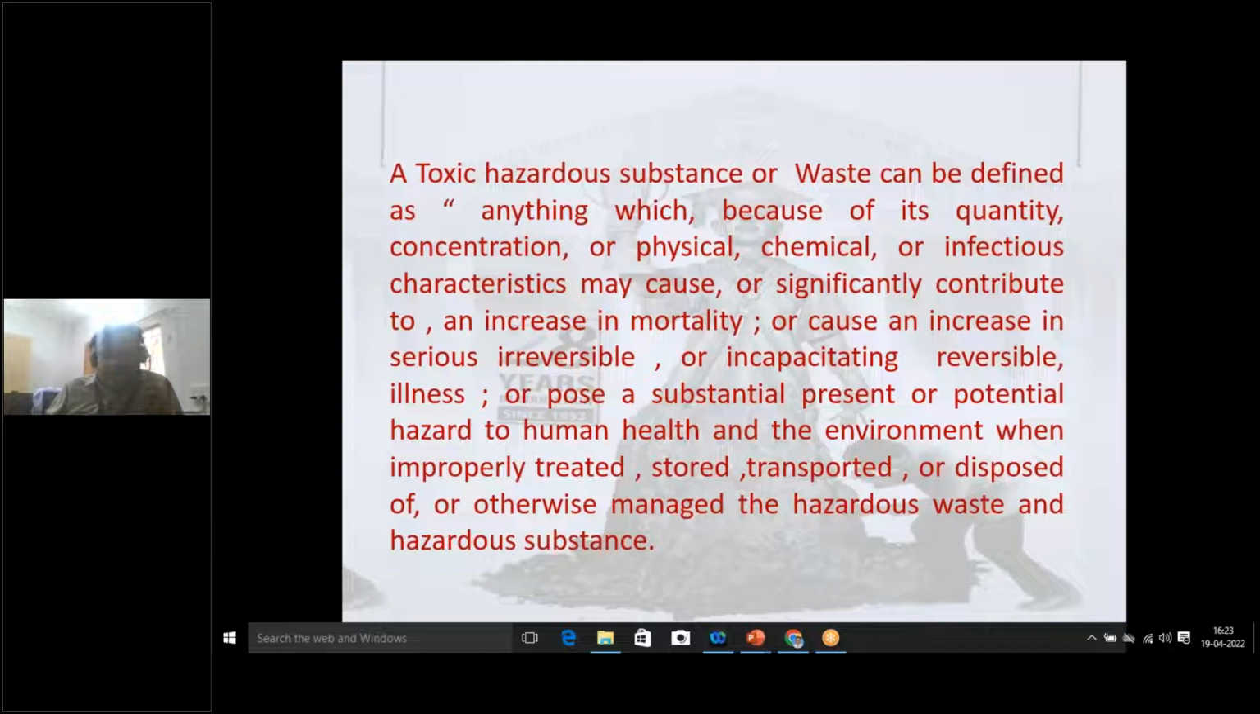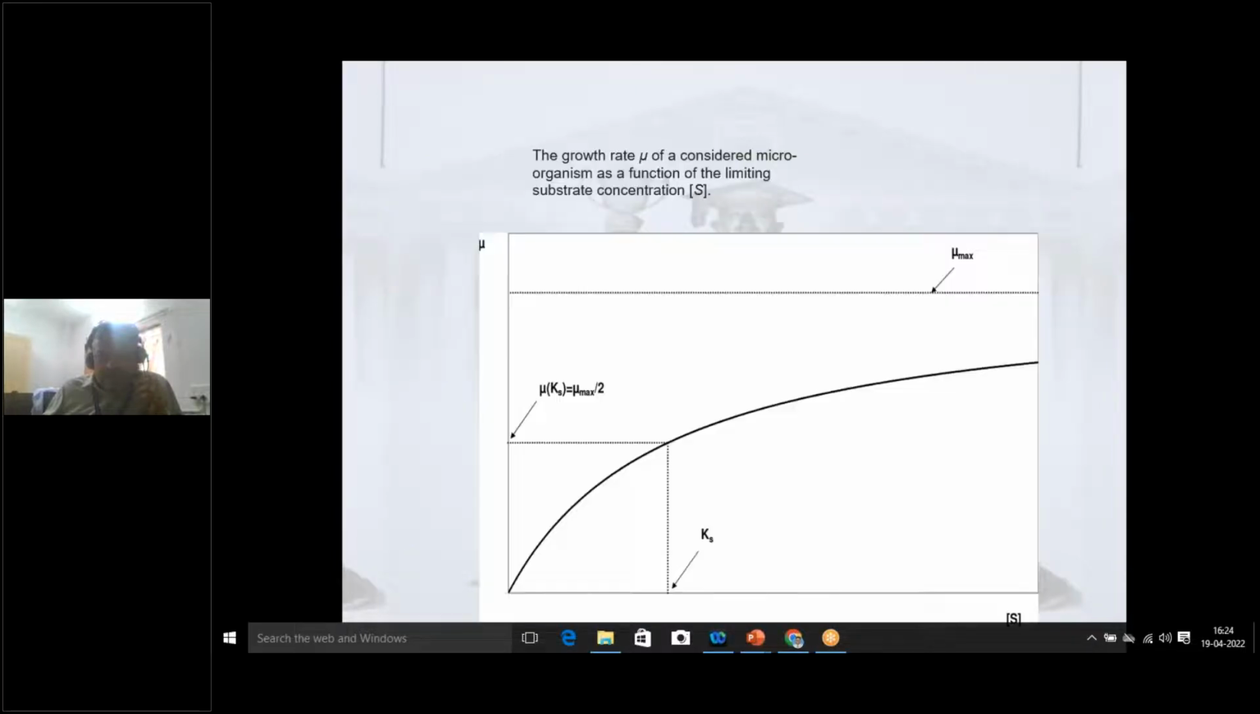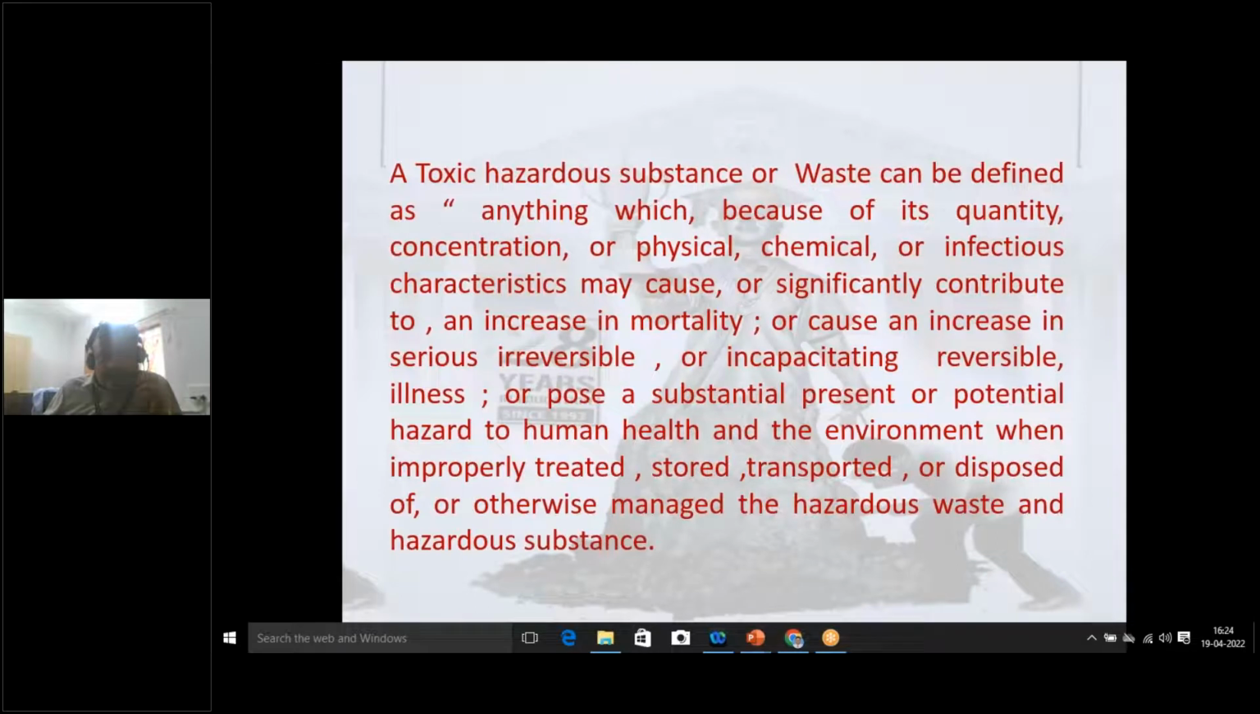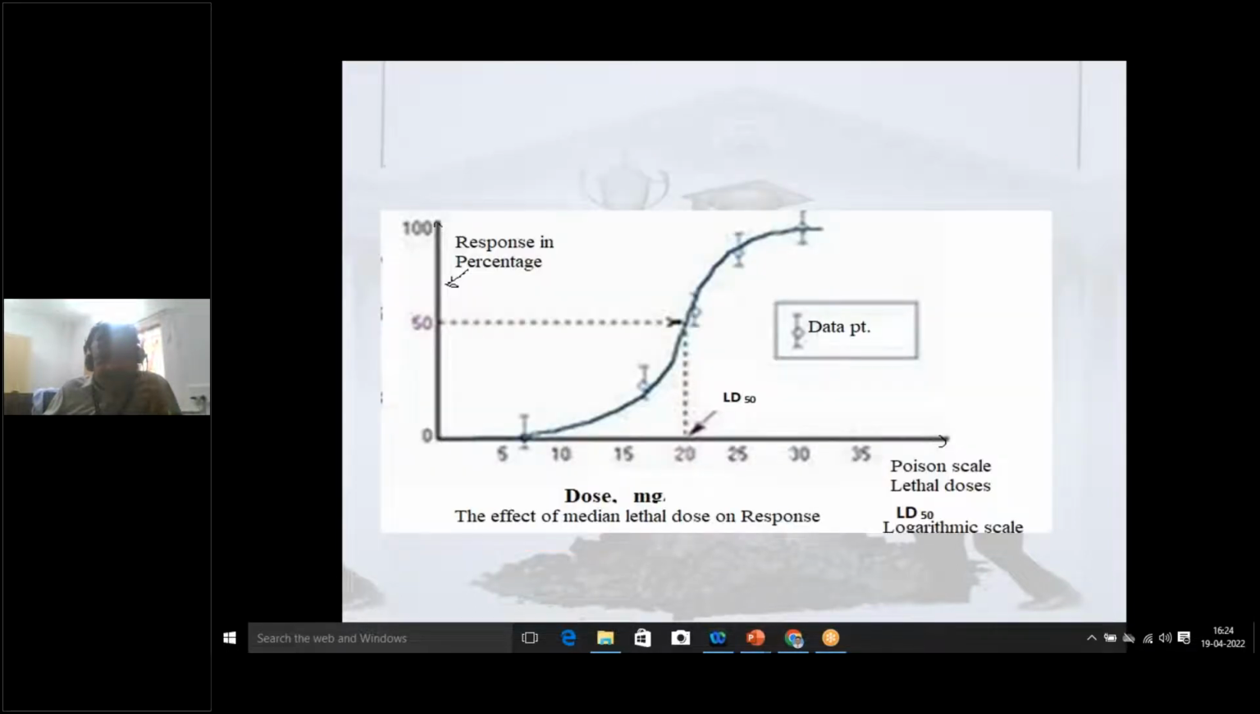So about 7 to 8 percent of the global methane emission is produced from the sewage treatment plant. If it is not used, it will become greenhouse gas, and it is a poisonous environment. So it has to be used, with a power of nearly around 400 cubic meters per day, in a 60 million liters per day sewage treatment plant. And this is the methane lethal dose, LD50.